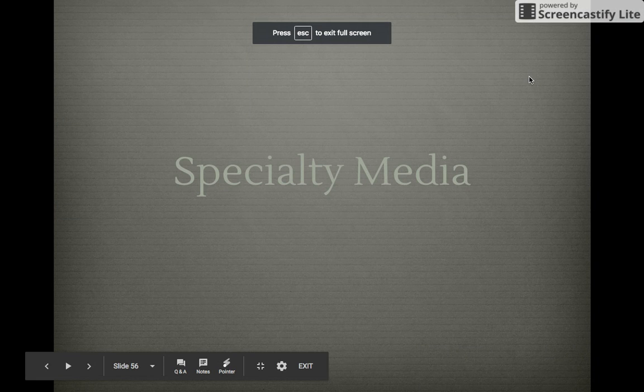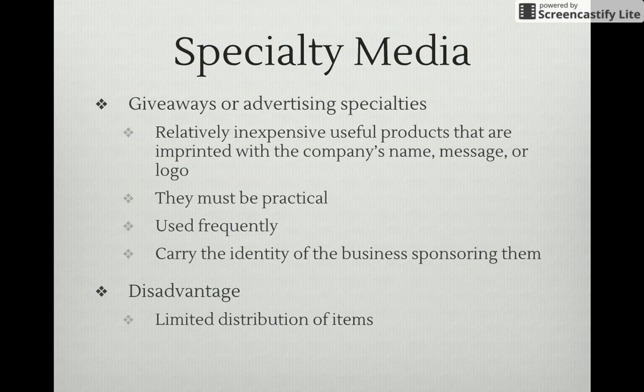Okay, so today is the last bit of notes for this unit. So we are going into specialty media and media rates. Specialty media is media that's extra special, I guess. So giveaways or different specialties on advertisements. Usually it's relatively inexpensive but useful products that are imprinted with the company's name, message, or logo.